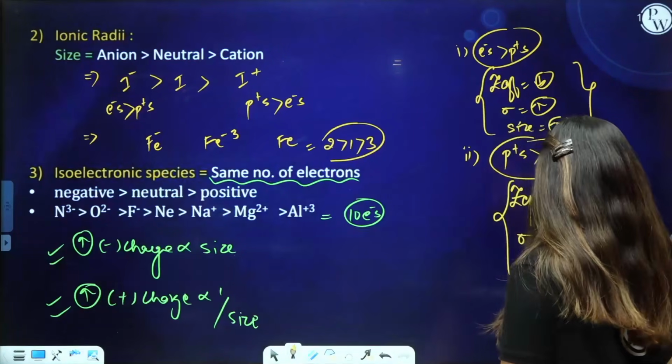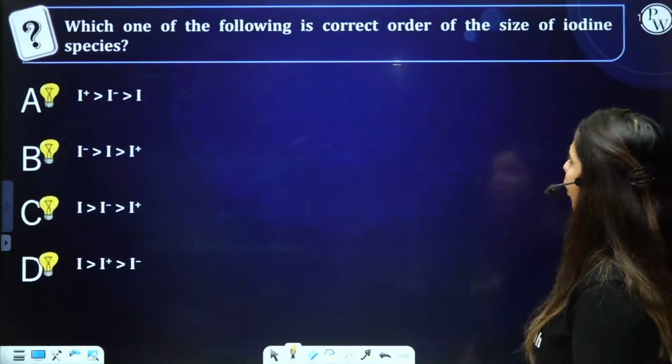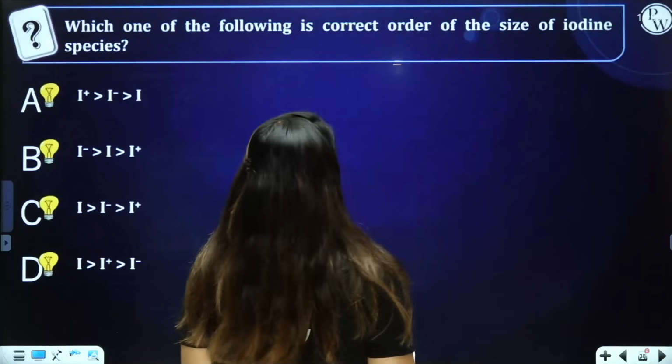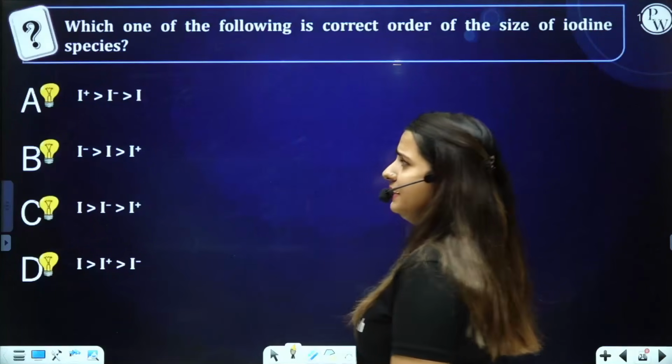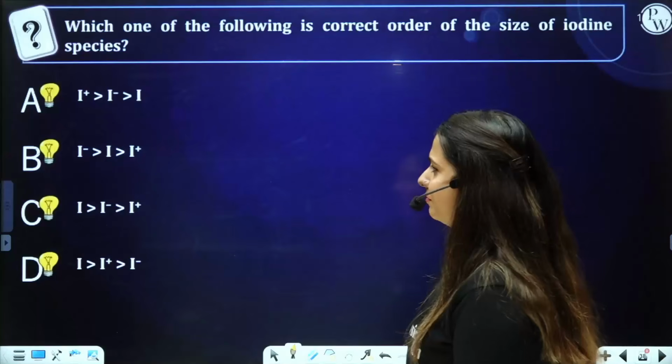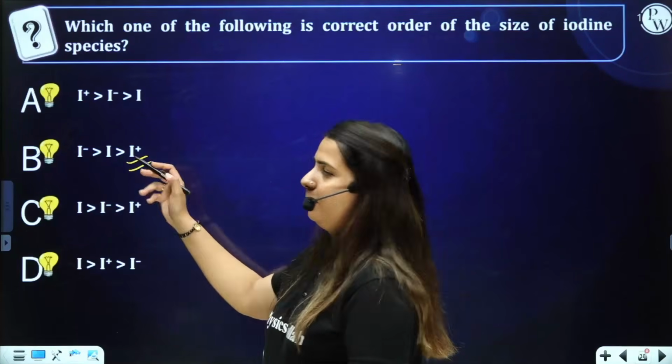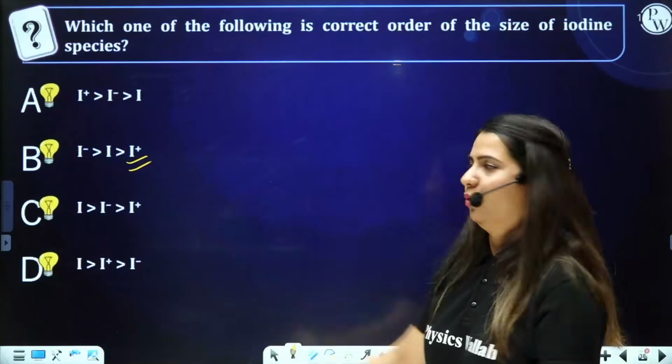Let's move forward. Which one of the following is the correct order of the size of the iodine species? I have already explained you. I negative, I, and I positive: anion, neutral, cation. Okay, chalo.